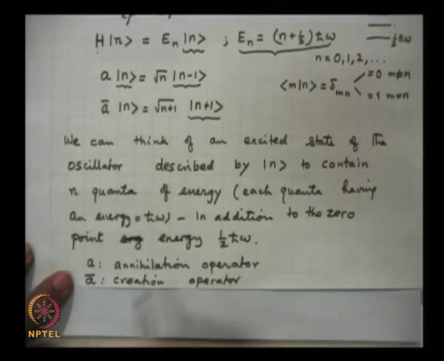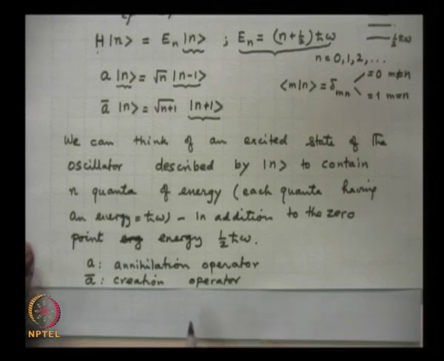So, the operator A is known as the annihilation operator and A bar is known as the creation operator. And we use these annihilation and creation operators in the quantum theory of radiation, quantum theory of phonons, that is quantum theory of lattice vibrations. So, these are extensively used there.